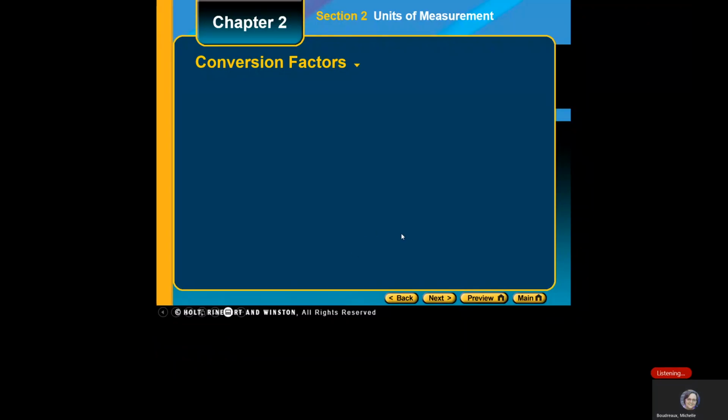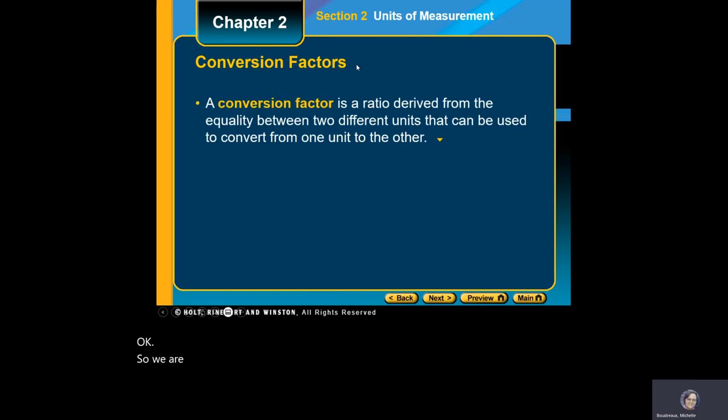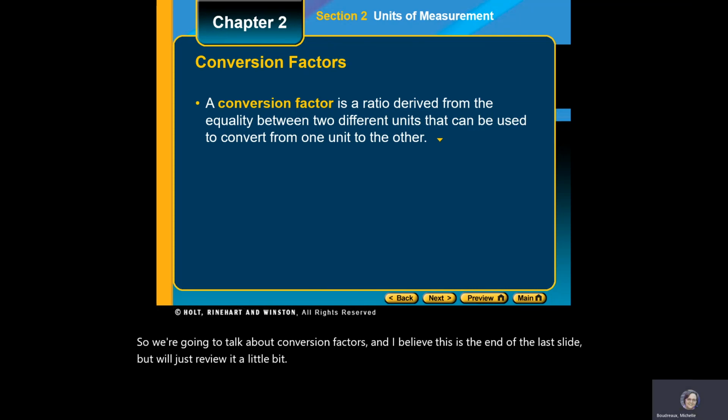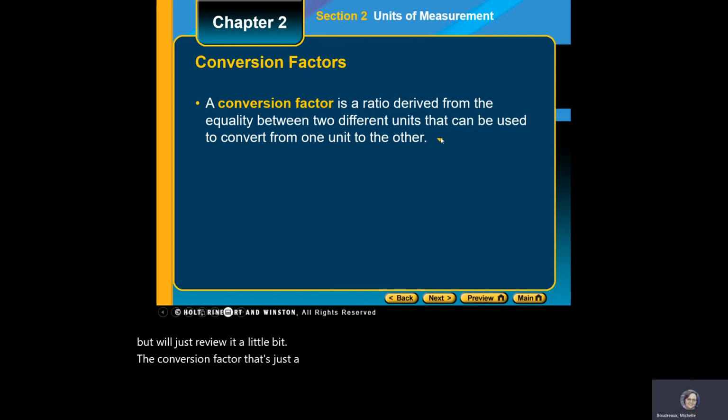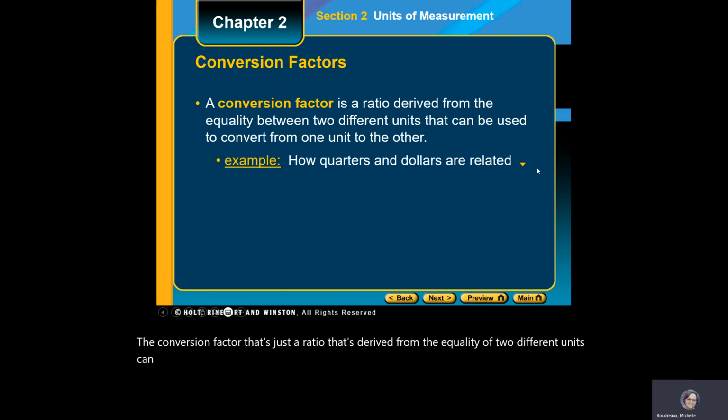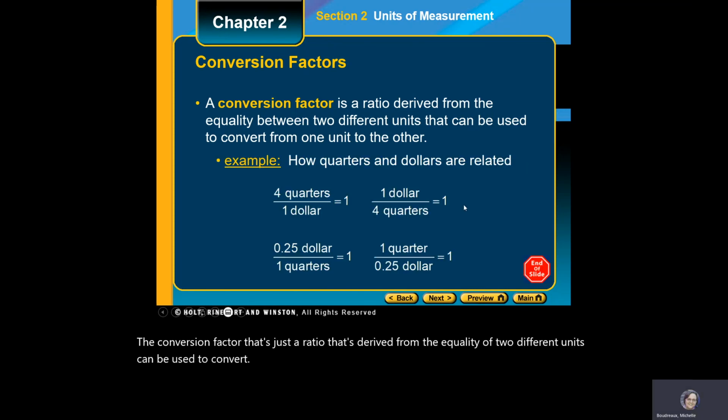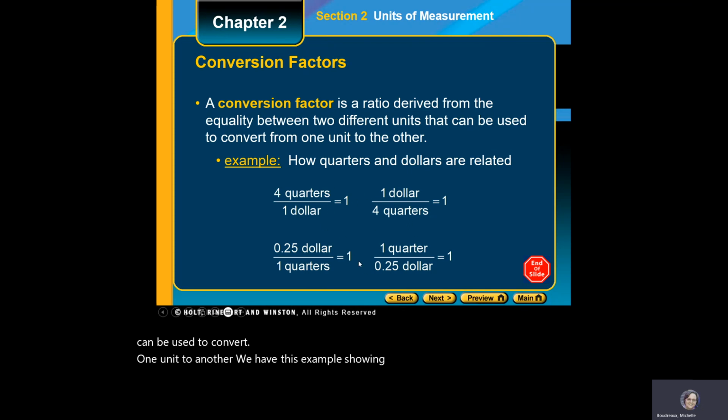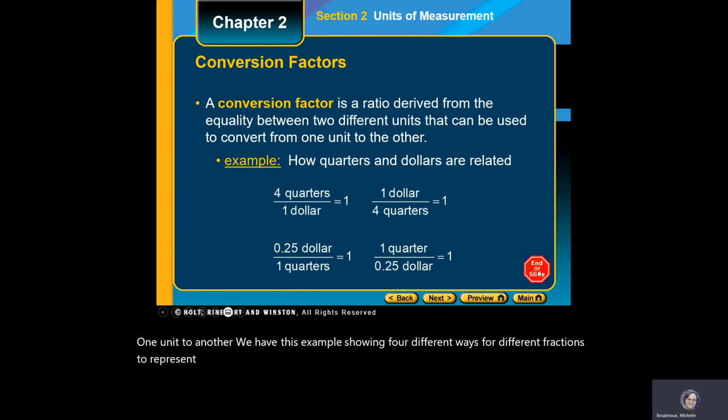Okay, so we're going to talk about conversion factors. This was the end of the last slide, but we'll just review it a little bit. A conversion factor is just a ratio that's derived from the equality of two different units. It can be used to convert a unit to another. We have this example showing four different fractions to represent quarters and dollars.